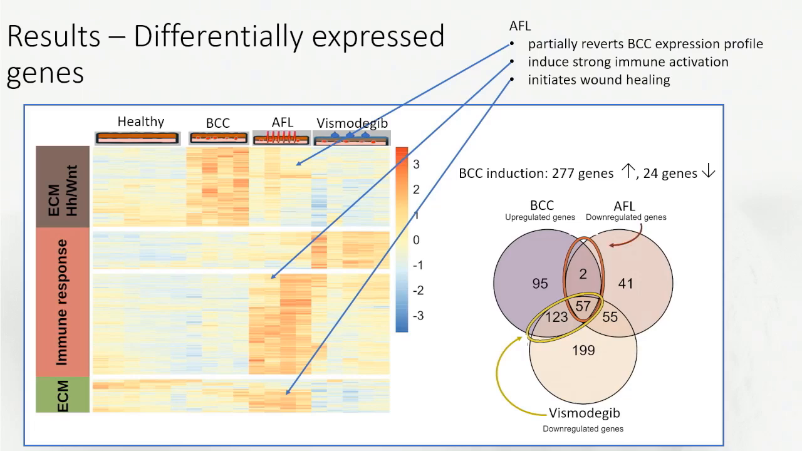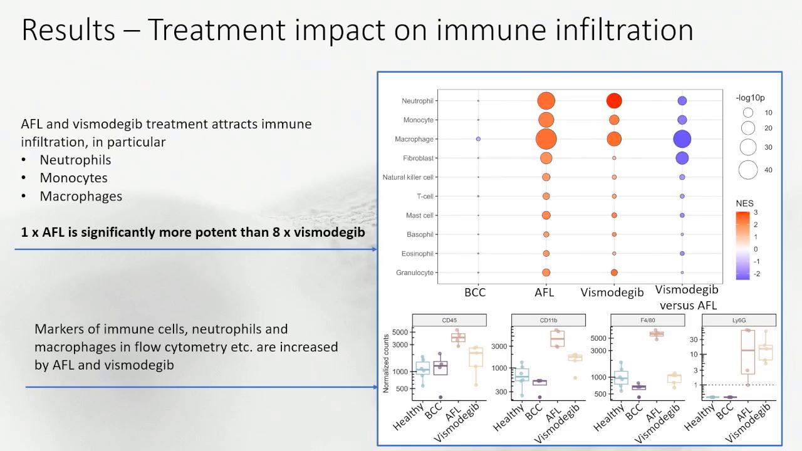So for the next slide, we try to delve deeper into the immune response. We use the expression profiles to look at which kinds of immune populations have infiltrated the tissue. When you look at this plot, big blobs mean high significance, and red means upregulation, blue of course down. What you can see is that induction of BCCs doesn't really change the immune infiltration of the tissue, whereas the 2 treatments both increase the immune infiltration strongly, especially for monocytes, neutrophils, and macrophages.